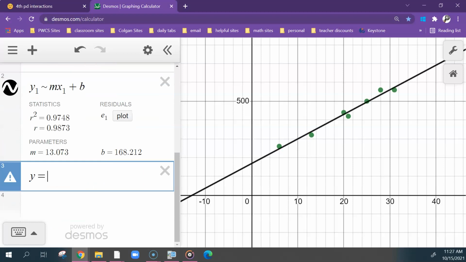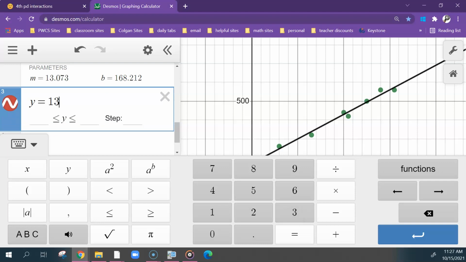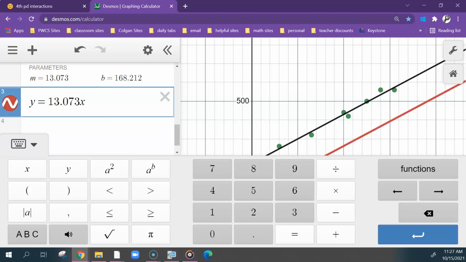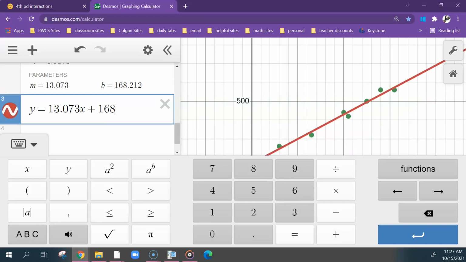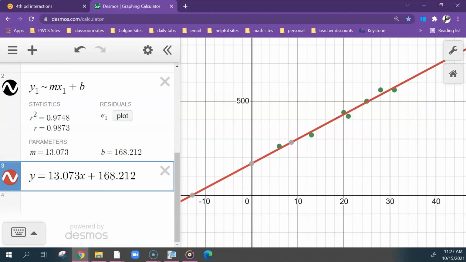Okay, so in this one, I can put y equals 13.073x plus 168.212. The line it graphs is going to overlap the line that was already there, and that's okay. This would just be the equation that you would write down.